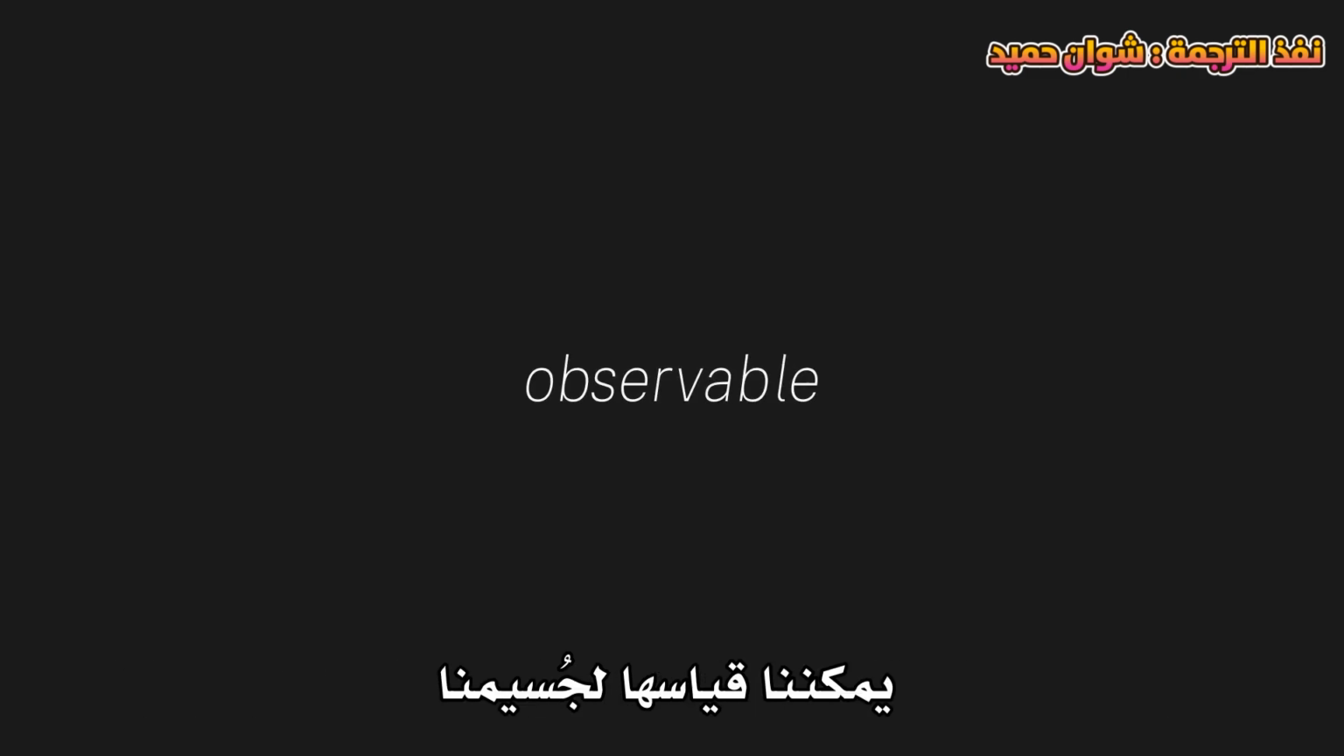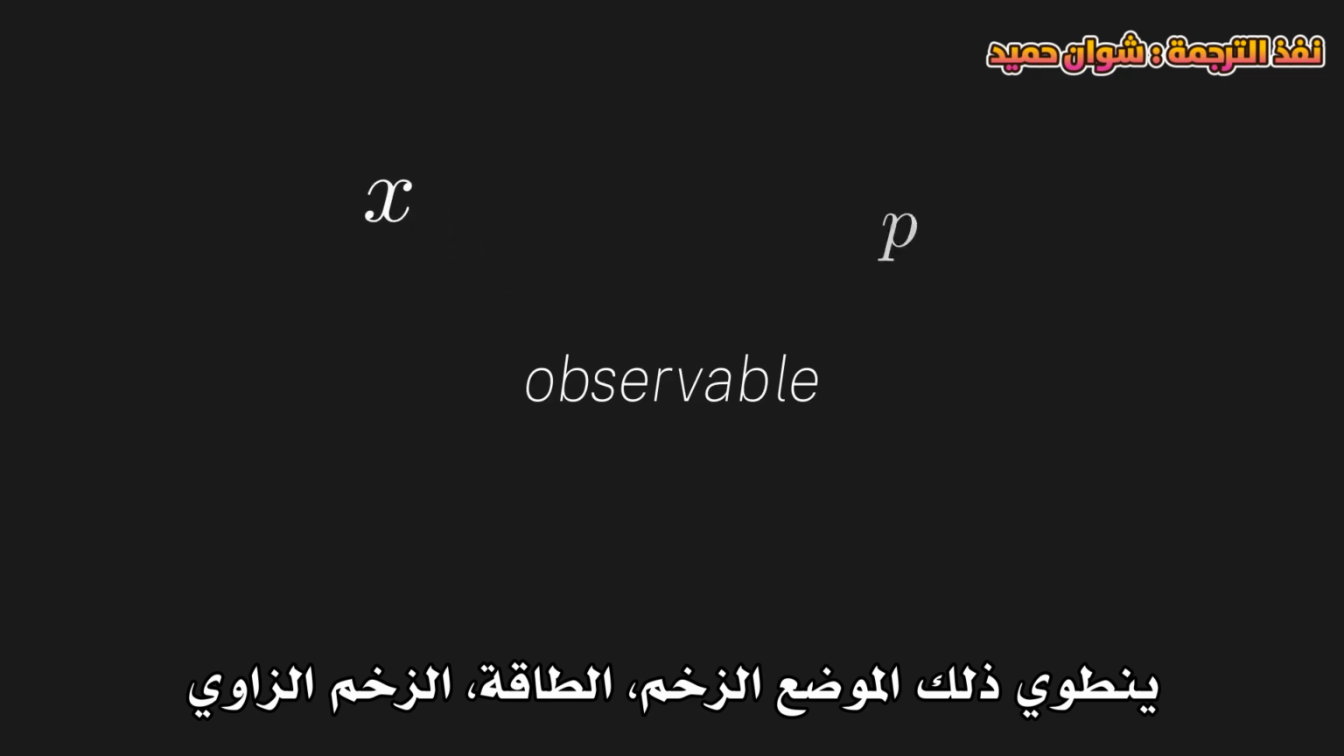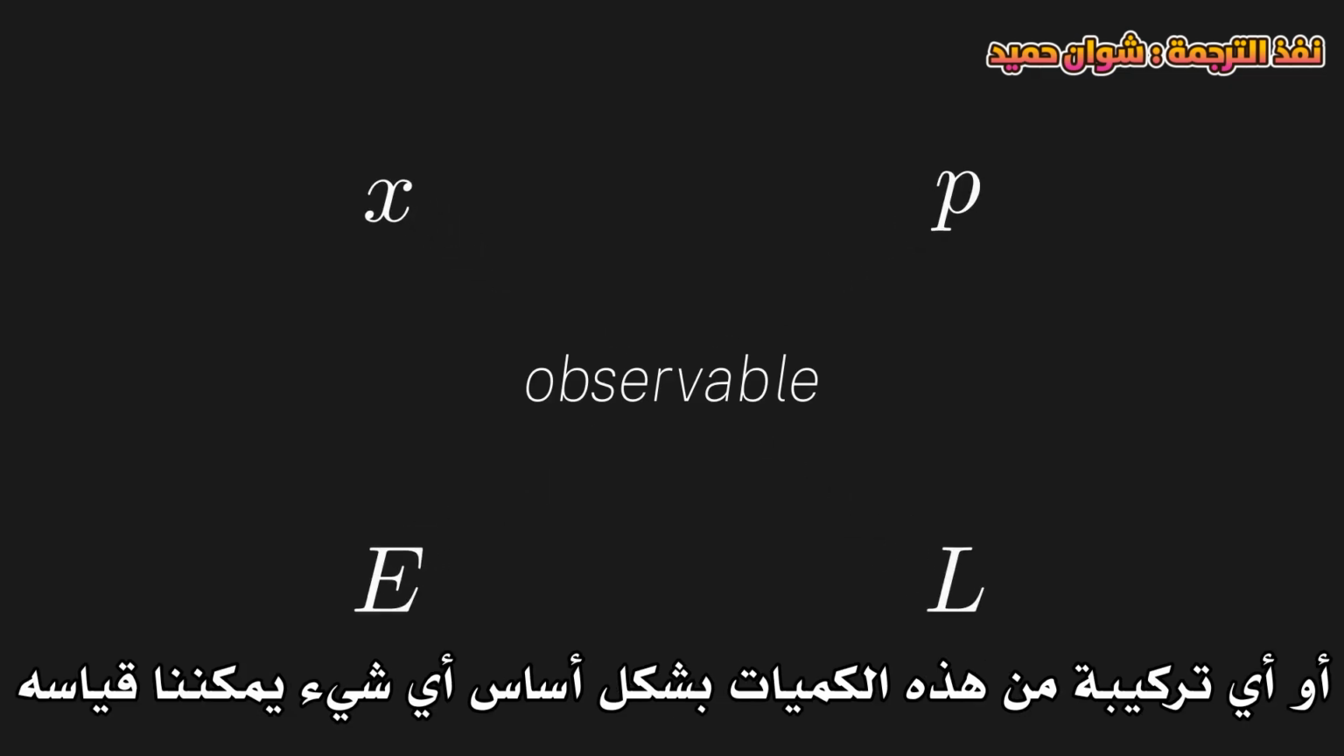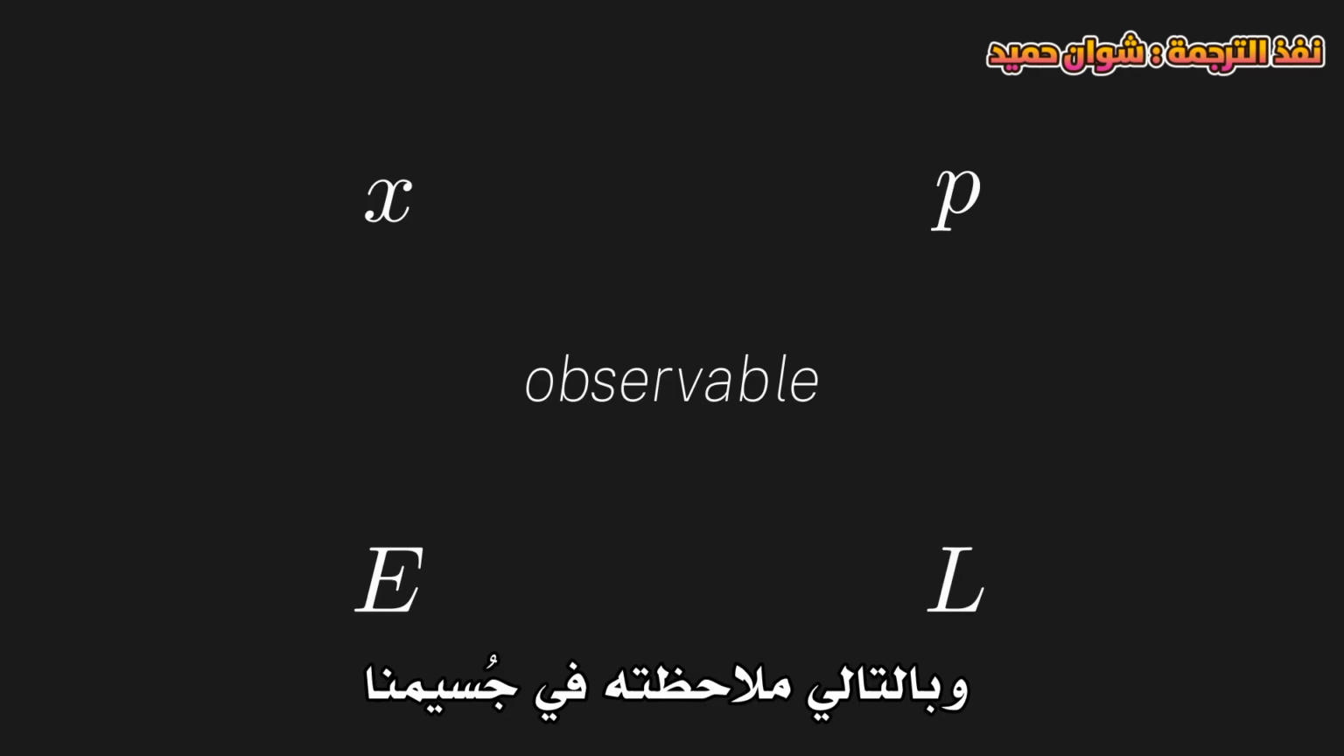First, we are going to change our language a bit. We are going to use the word observable for any physical quantity that we can measure out of our particle. This includes position, momentum, energy, angular momentum, or any combination of those. Basically anything we can measure and therefore observe from our particle.